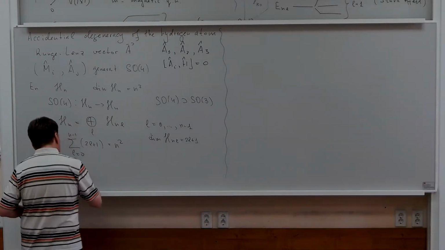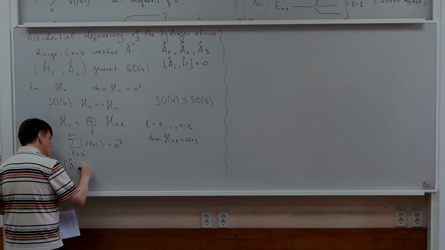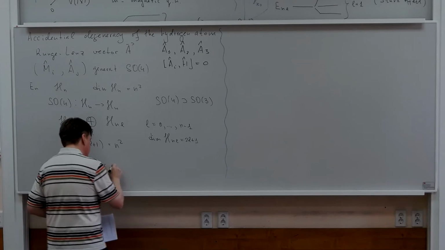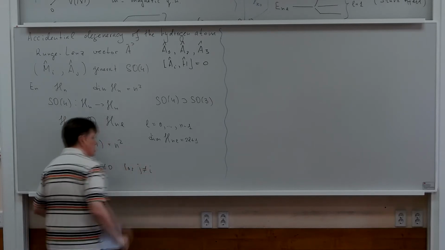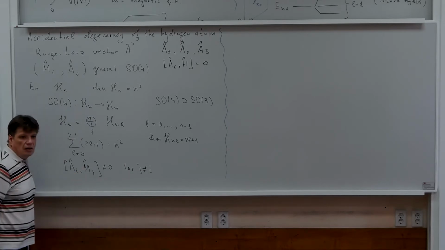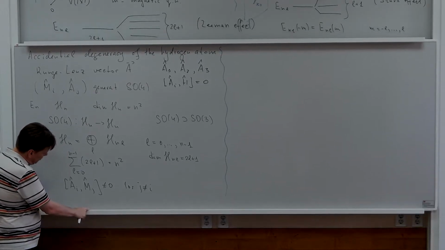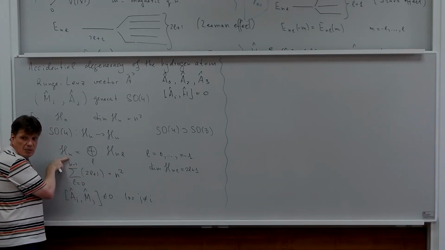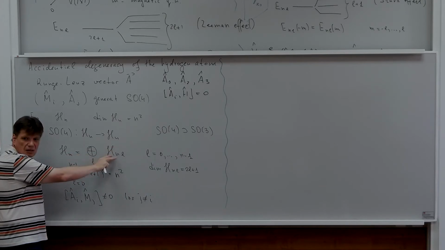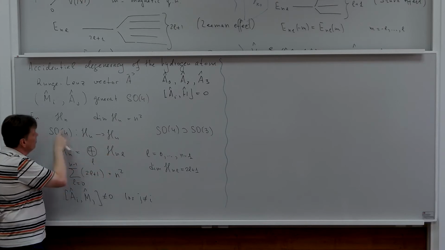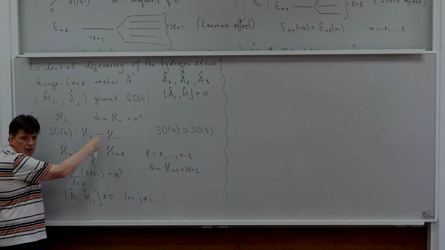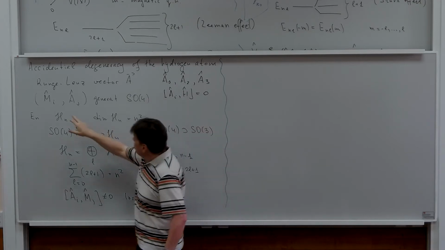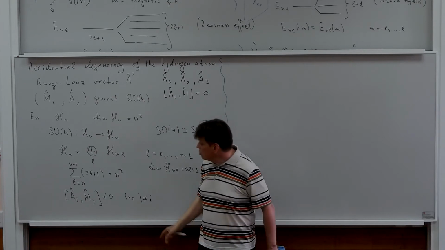Notice, since the components of the Runge-Lenz vector do not commute with the components of the angular momentum, for j not equal to i, when these operators A act in the subspace Hn, they mix vectors from different invariant subspaces for the operators M. So the representation of SO4, which is generated by both M and A, appears to be irreducible.